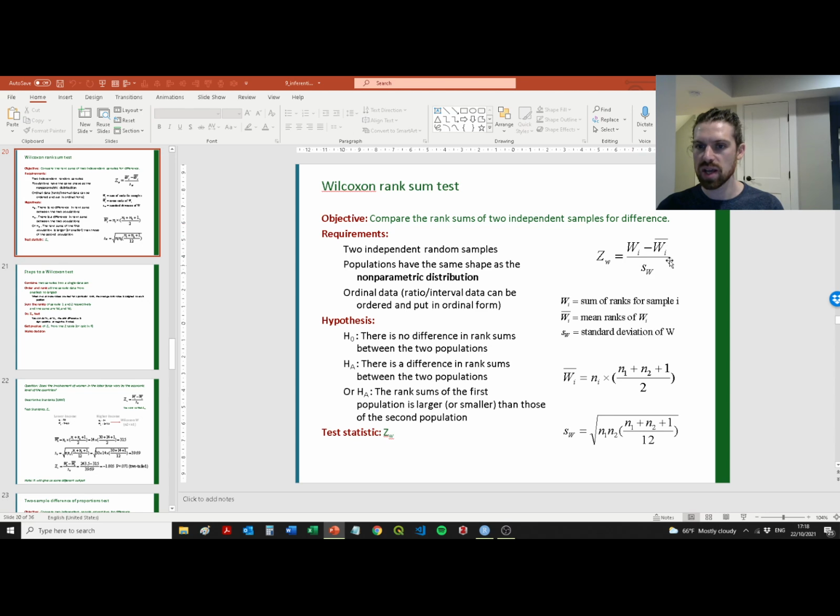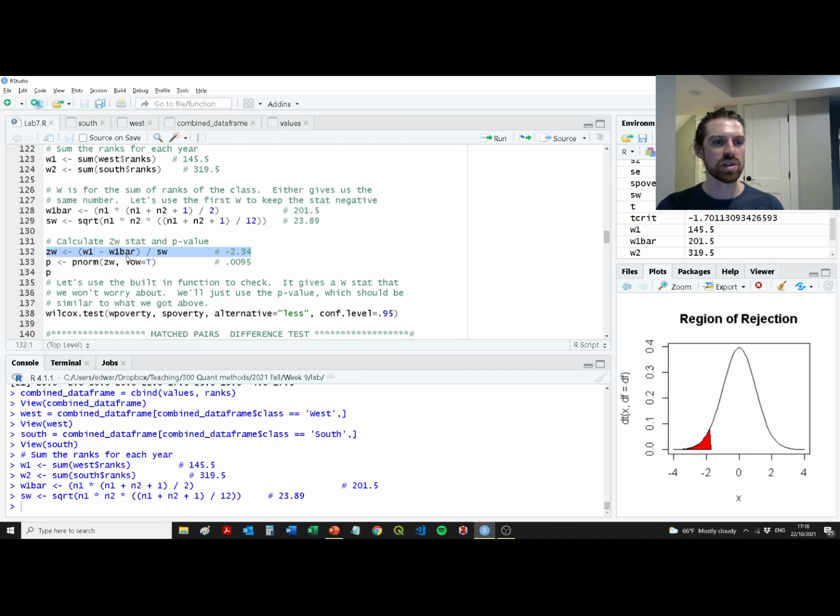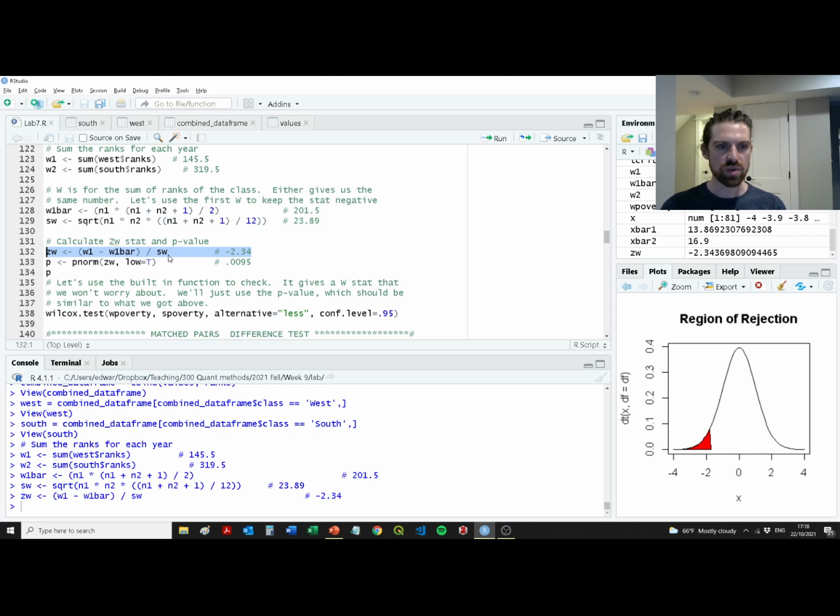And then we can stitch all of those values together to use that simpler equation to get this ZW. So we subtract the W1 bar from W1 for the numerator and then divide it by SW. When we do that, we end up with minus 2.34 standard deviations below the mean for the test statistic here.